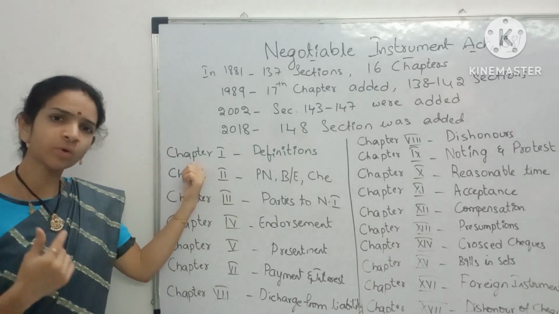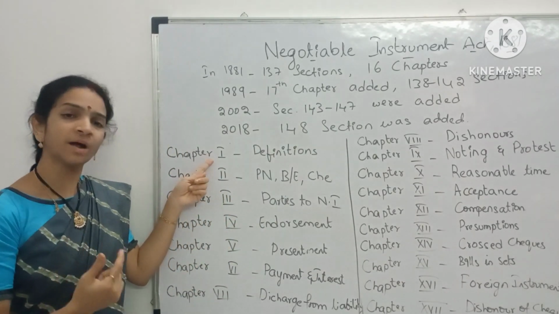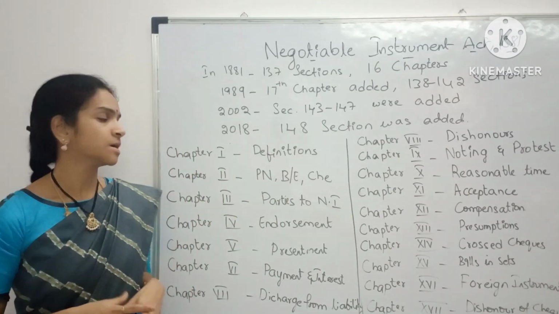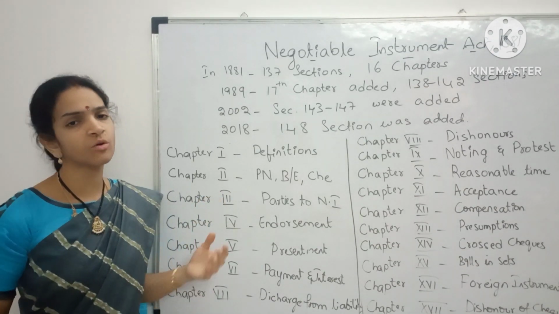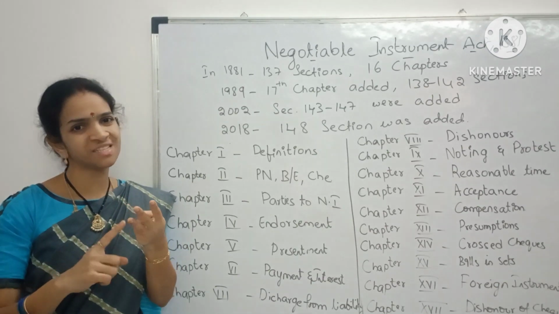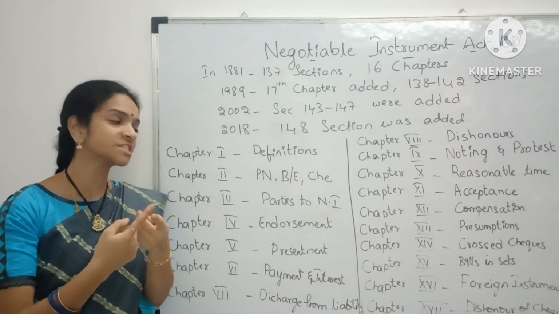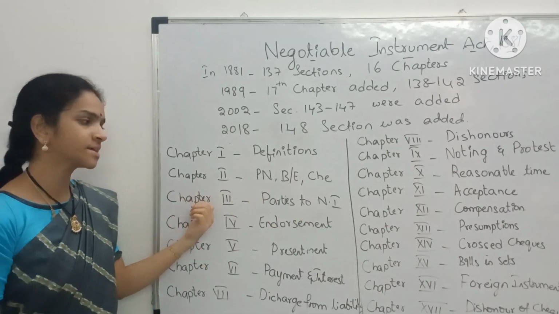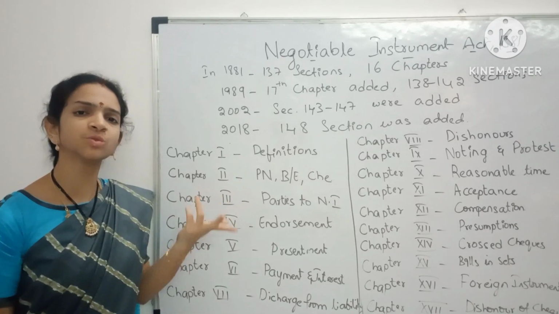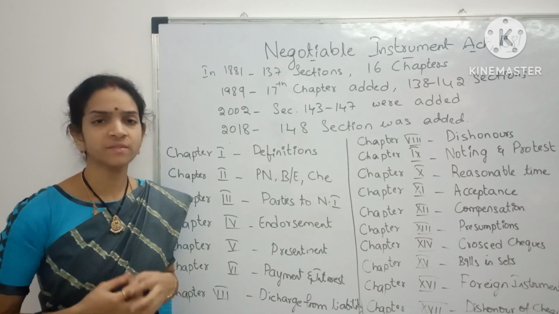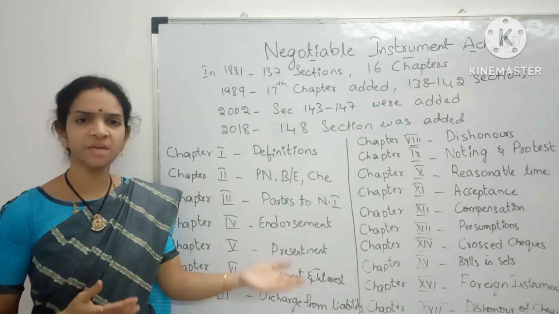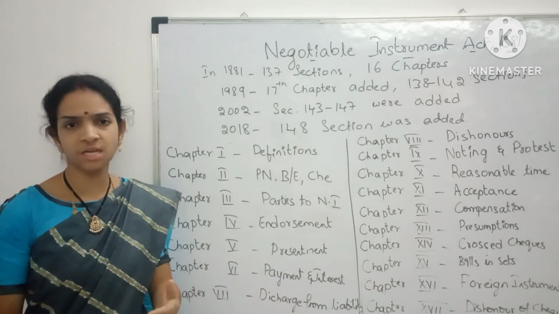Right? So, when we look into each and every chapter, chapter 1 deals with the definitions. Chapter 2 deals with the meaning and characteristics of the three negotiable instruments, that is promissory note, bill of exchange and check. Then chapter 3 deals with the parties to the NI. That means, who are the parties to the negotiable instrument? That is drawer, drawee, maker, payee, endorser, endorsee and so on.